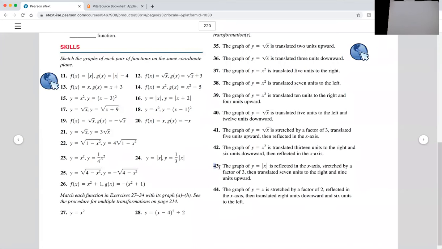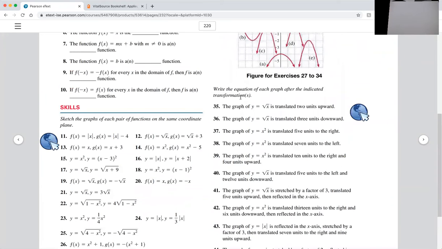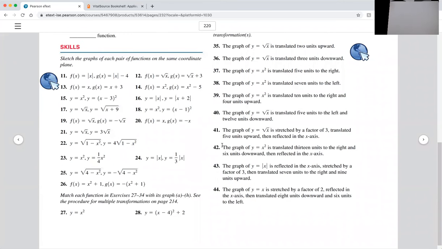Here's the question: write the equation of each graph after the indicated transformation. So problem 43, as you can see, the order of transformations is specifically mentioned in the problem, right? So you have to follow that order. So the graph of y, the absolute value function, is reflected in the x-axis and stretched by a factor of 3. And then it translates 7 units to the right and then 9 units upward.